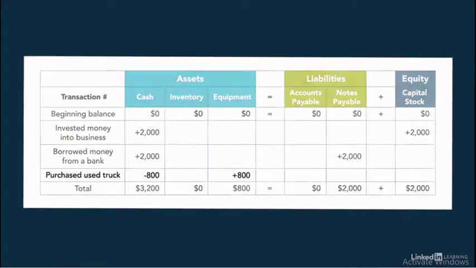The impact of this journal entry on our accounting equation looks like this. Note at all times that our assets equal our liabilities plus our owner's equity. The accounting equation always balances because the debits always equal the credits.